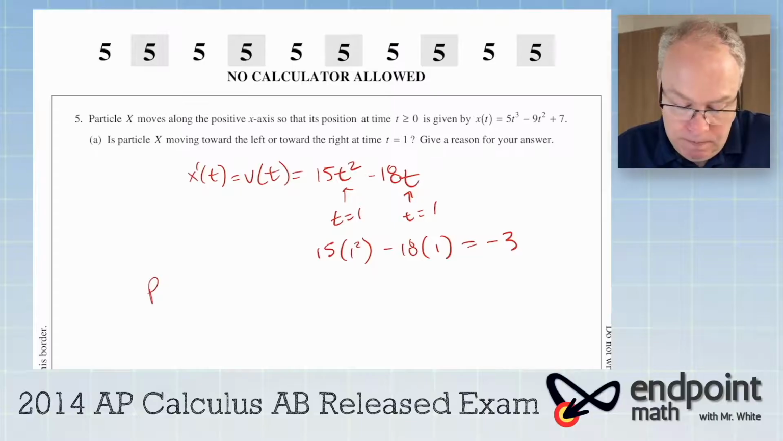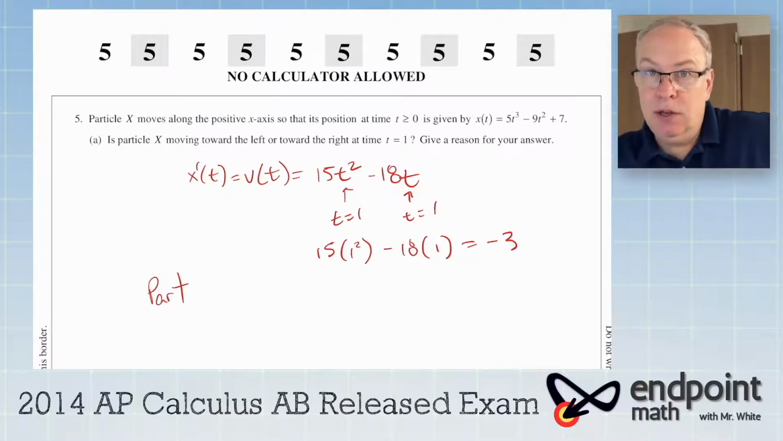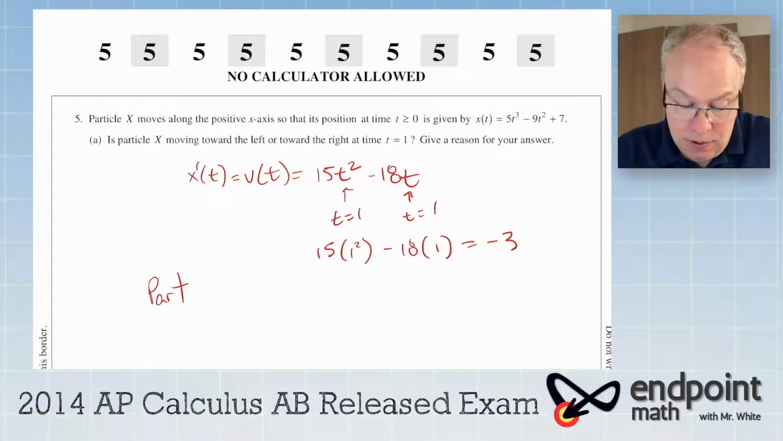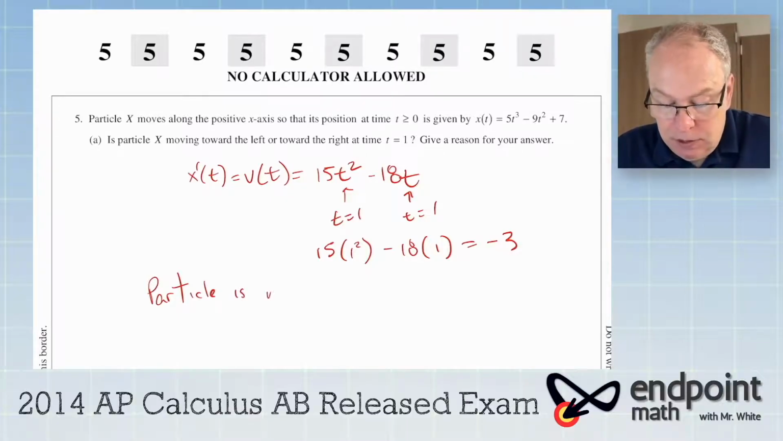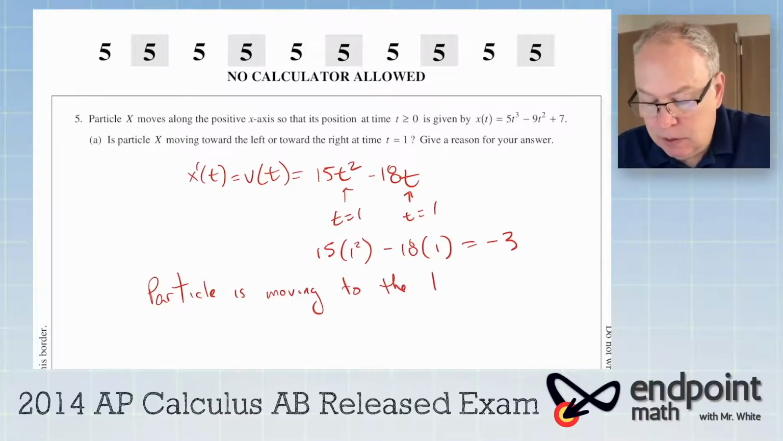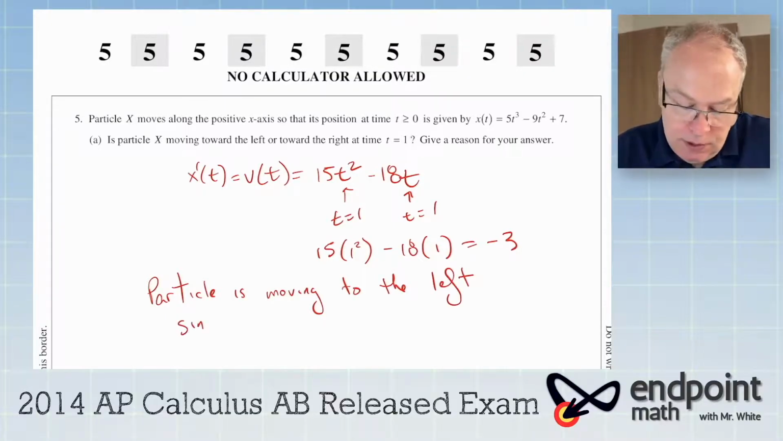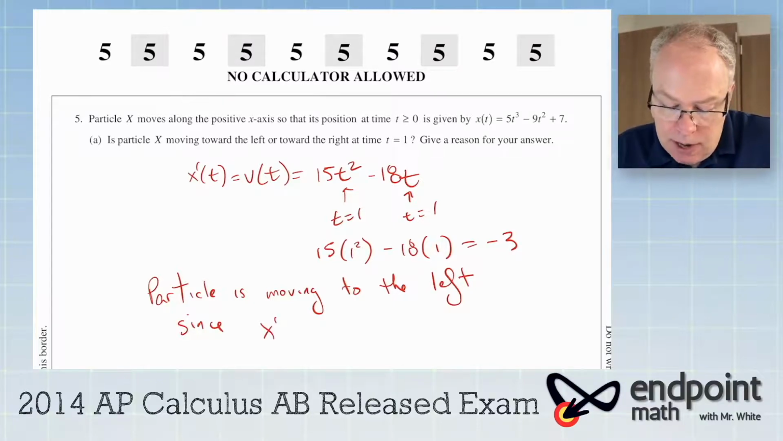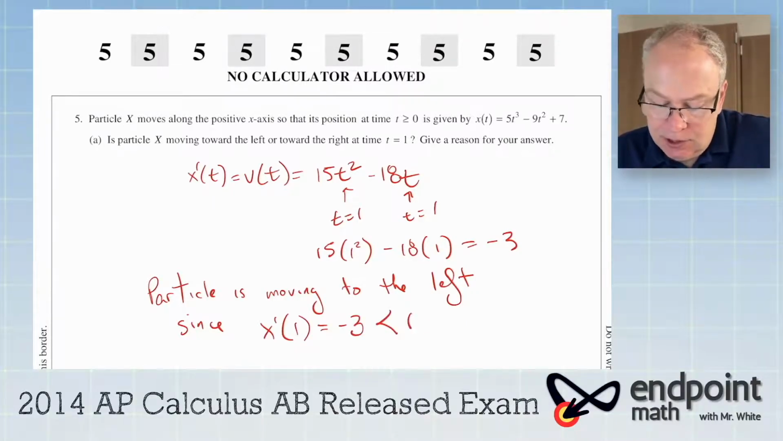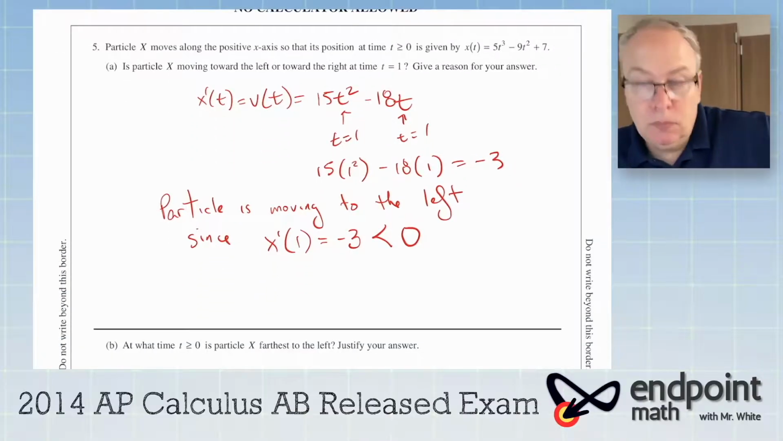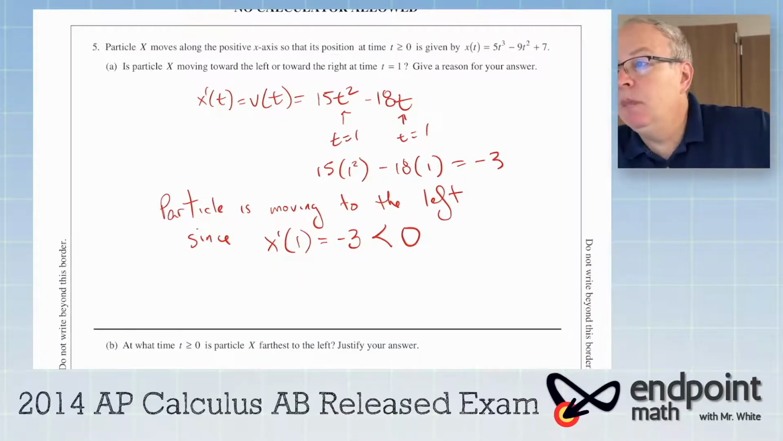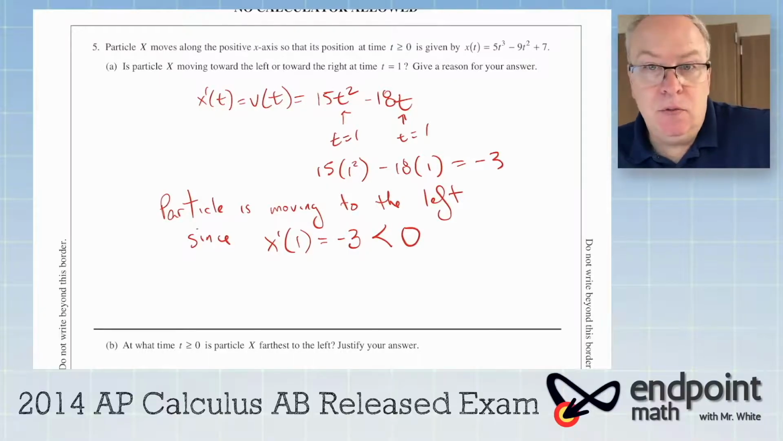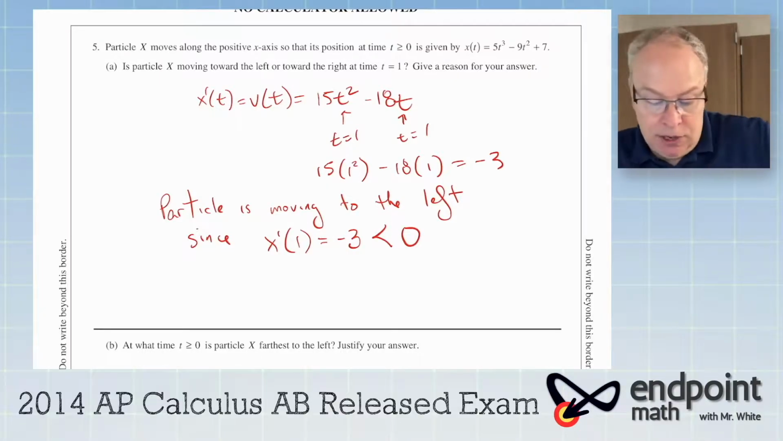So the particle, you always have to actually conclude by stating your answer. The particle is moving to the left since x prime of 1 equals negative 3, which is less than 0. And that should be enough to do it. Yep, I'm looking at the rubric, and sure enough, that's exactly what they want you to say.